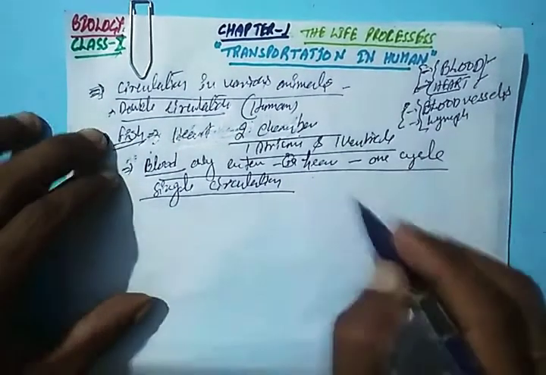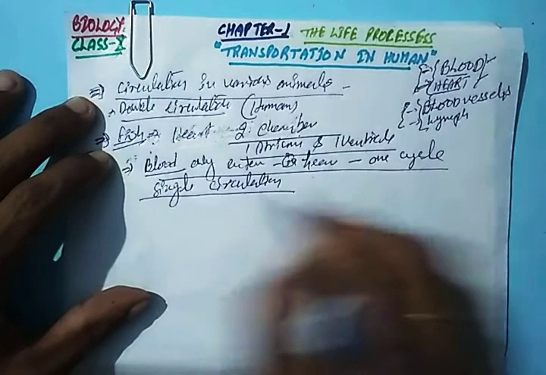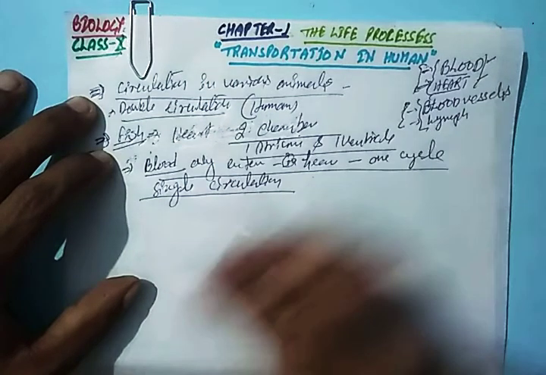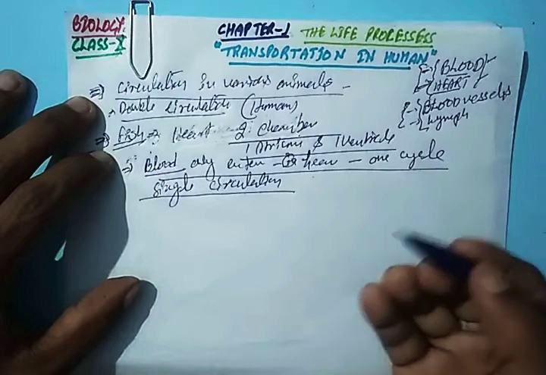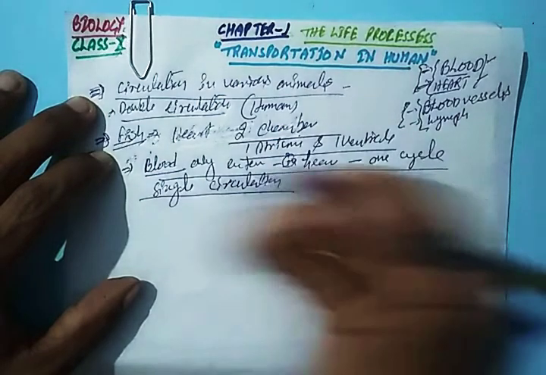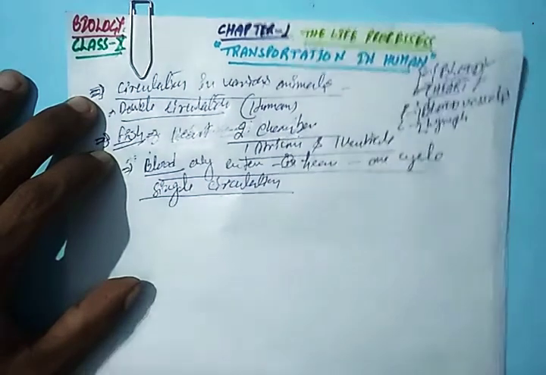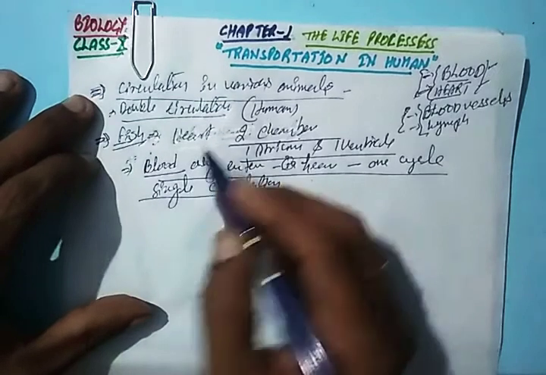Means, in fishes deoxygenated blood enters into the heart, and then from there it goes to the gills for oxygenation, and after oxygenation it directly goes to the various parts of the body. That is called single circulation.